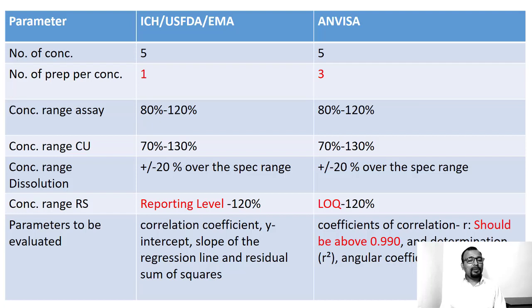The parameters to be evaluated are correlation coefficient, y-intercept, slope of the regression line, and residual sum of squares, which is the ICH, USFDA, and EMA requirement. When it comes to the ANVISA requirement, you will see the coefficient of correlation, and they have given the limit that it should be above 0.990, and the coefficient of determination, that is r square, and then the angular coefficient. So these are the requirements in terms of designing the linearity study.